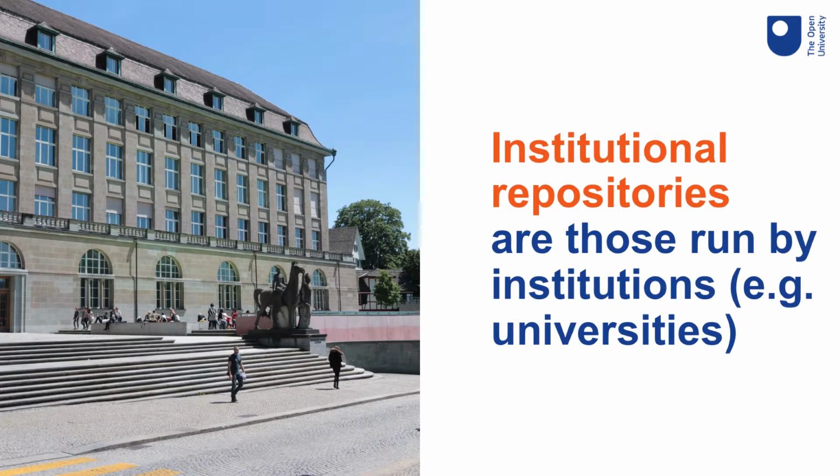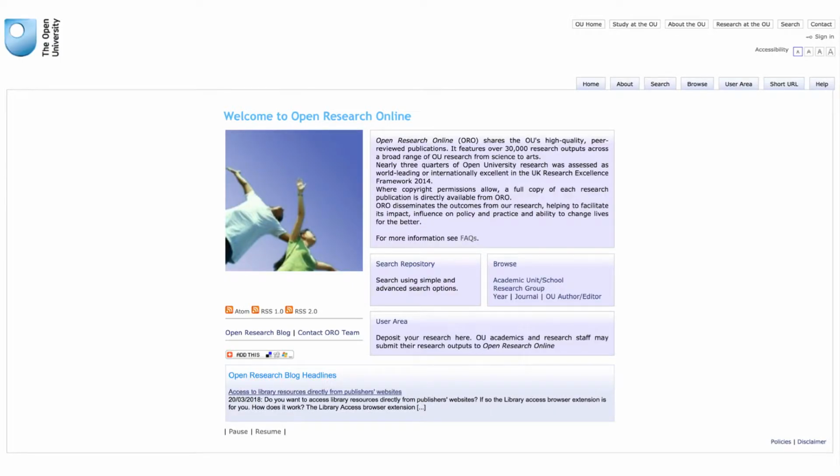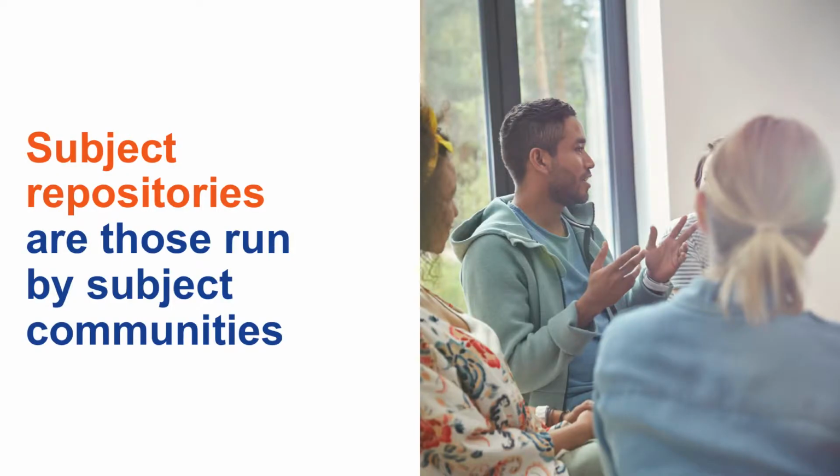Repositories can be run by institutions such as universities, and an example of an institutional repository is ORO, run by the OU. Repositories can also be run by subject communities, for example by groups of philosophers or scientists or economists.